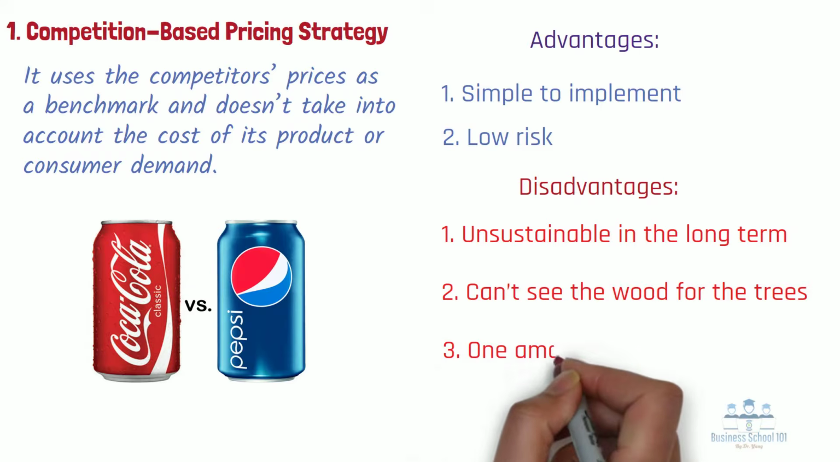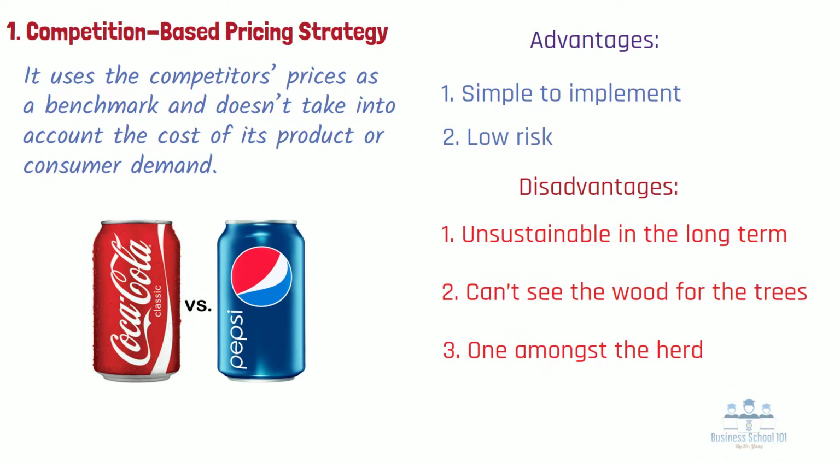Number 3. One amongst a herd. Since the competition-based pricing strategy is implemented solely based on your co-market players, you will not be seen as different and will be a part of a huge herd offering the same products and services. This will not help your brand stand out, and neither can you explain to your customers why your product is priced in this particular way.